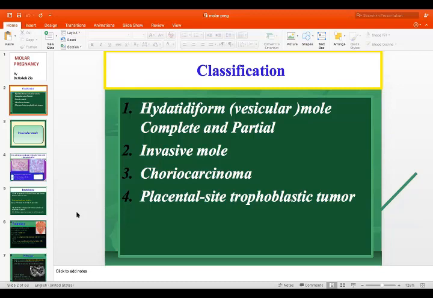Which leads to different types of trophoblastic diseases. The most common is vesicular mole or hydatidiform mole. It may be complete or partial. Second is invasive mole, which is non-metastatic. Third is metastatic choriocarcinoma. And fourth is placental cytotrophoblastic tumor. So this is how you classify the trophoblastic diseases.